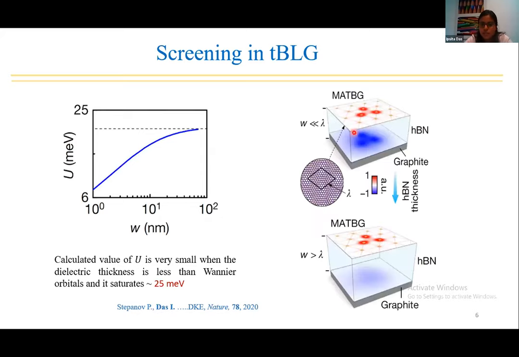And this is the schematic of our screening calculation. So here is the twisted bilayer graphene separated by hBN from the metallic graphite layer. And when the thickness of hBN is much smaller than the Moiré wavelength lambda, then we can consider there is an image charge formation at the metallic graphite layer. And this image charge can screen the electronic interaction in twisted bilayer graphene. Whereas if we consider an hBN thickness which is much higher than the Moiré wavelength, then there is not much image charge formation at the metallic graphite layer. Hence, the interaction in twisted bilayer is much stronger.